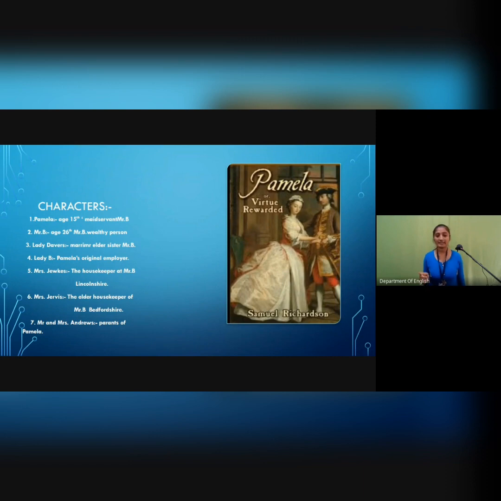And Lady Davers is the sister of Mr. B, and firstly she did not like to accept Pamela because she belongs to a lower class family. And after she finds the virtue of Pamela, at the end she accepts Pamela. And Lady B was the mother of Mr. B and Lady Davers. And Mrs. Jewkes, the housekeeper of Mr. B in Lincolnshire. And Mrs. Jervis, the elder housekeeper of Mr. B's house in Bedfordshire. And Mr. and Mrs. Andrews, both are the parents of Pamela.